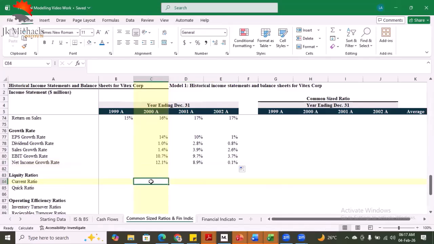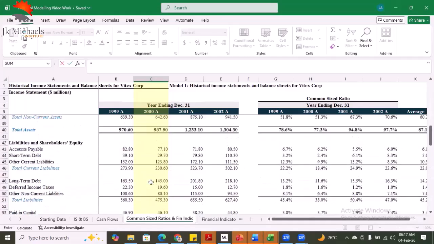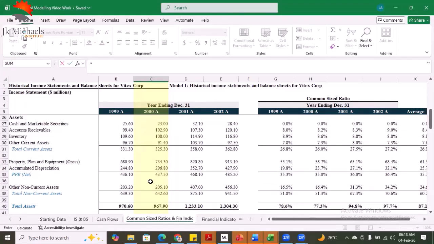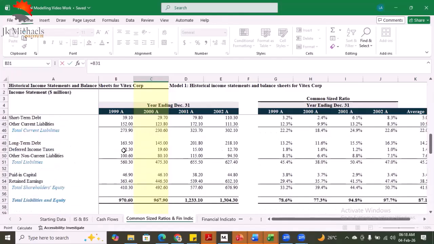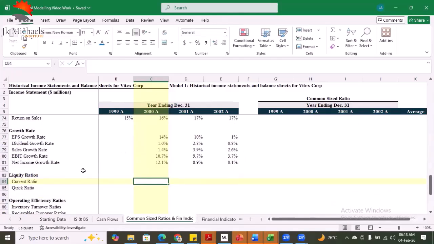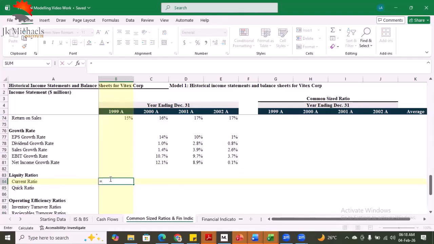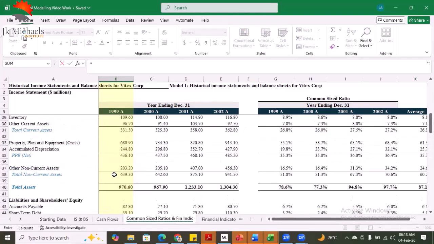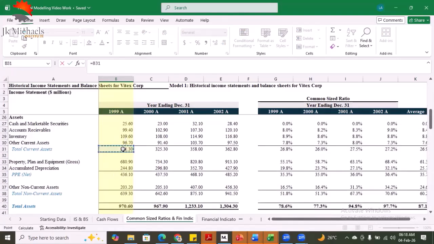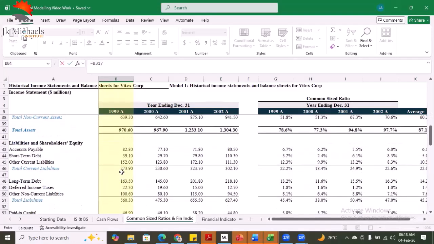Now, current ratio is simply our total current assets over our total current liabilities. We don't need to do an average because both of them will be taken from the balance sheet. So we'll say the current ratio over quick ratio. So total current assets over, I think I positioned this at the wrong place. I can do this from 1999. Total current assets over total current liabilities, as our total current liabilities is this.